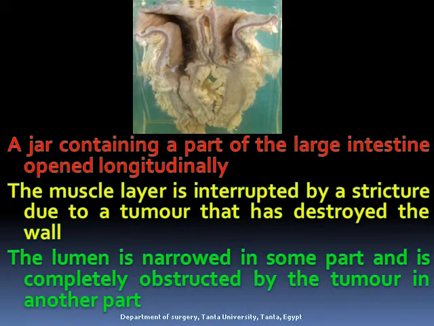A jar containing a part of the large intestine opened longitudinally. The muscle layer is interrupted by a stricture due to a tumor that has destroyed the wall. The lumen is narrowed in some part and is completely obstructed by the tumor in other parts.